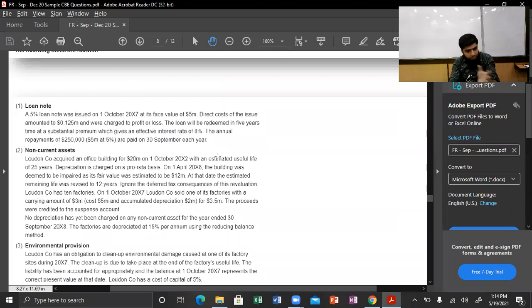Okay, now let's move on. Let's read out the full adjustment. Further, the loan will be redeemed in 5 years' time at a substantial premium, which gives an effective interest rate of 8%, and the annual repayment is 250. That is obvious because the company pays some amount of interest to the investors, basically the coupon rate at the par value. So if 5 million is the par value or the face value, then 5%, that is 250, is paid on September each year. Remember, at the start of the question it was clearly mentioned that these adjustments have not yet been accounted for in the net profit or retained earning calculation. It means we need to account for this one.